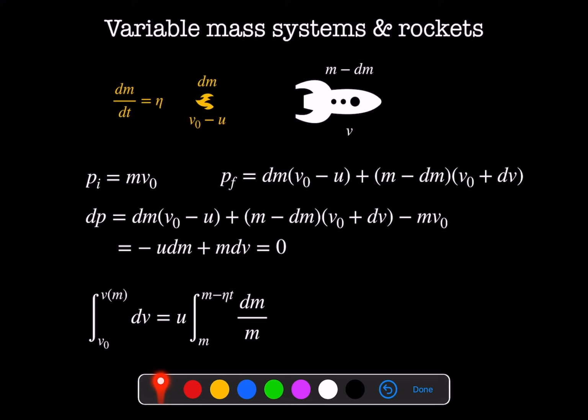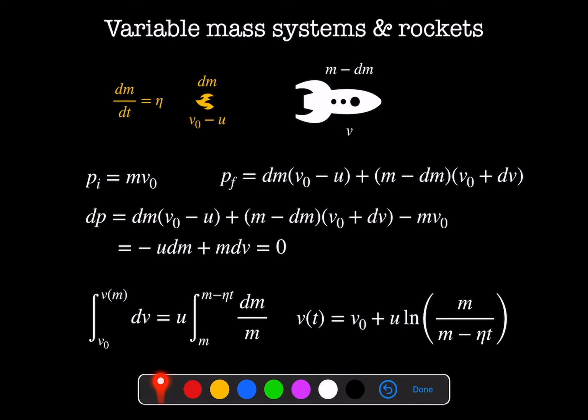And I'm going to integrate dm over m from my initial mass m to my mass as a function of time. I'm going to be losing mass at a constant rate, so that is m minus eta times time. This is how my mass is decaying over time. I can integrate this, and I find that velocity as a function of time for my rocket is going to be equal to v naught plus u times the natural log of m divided by (m minus eta t).